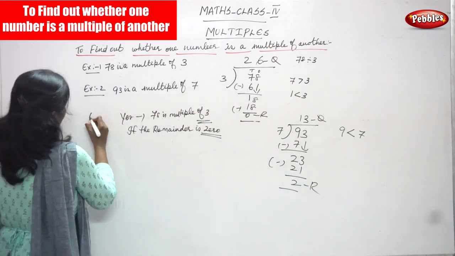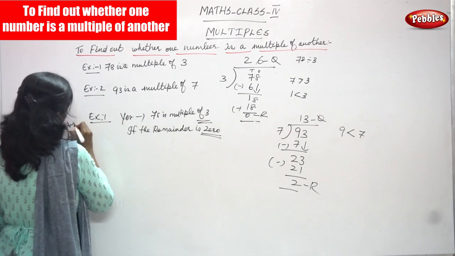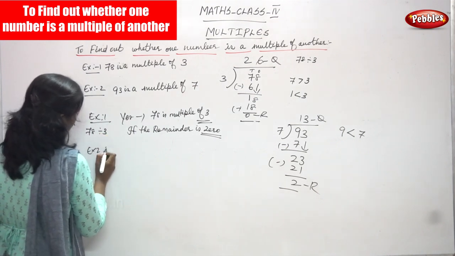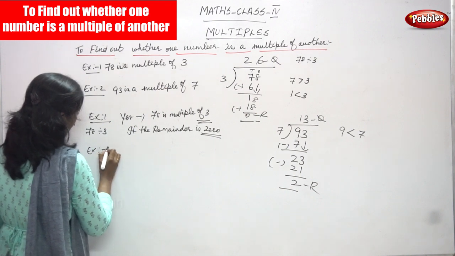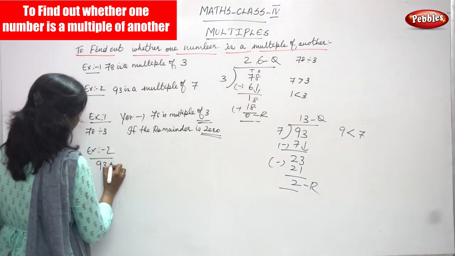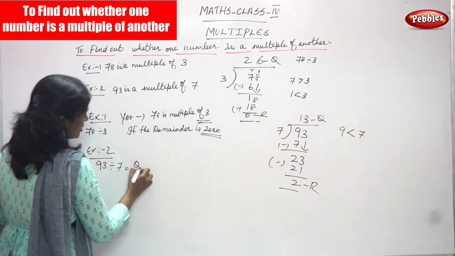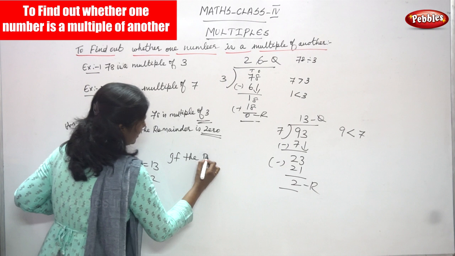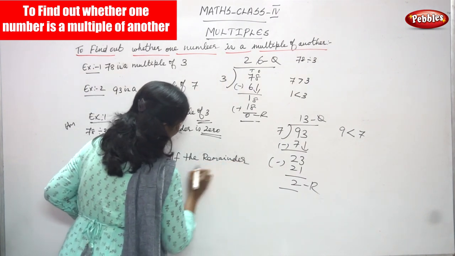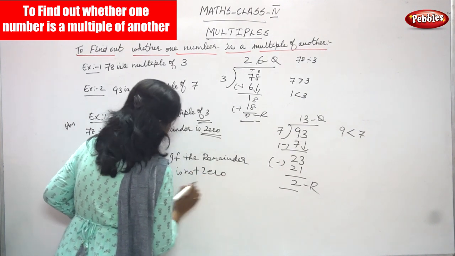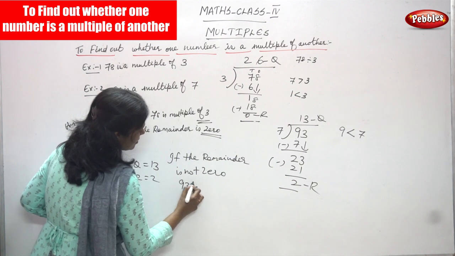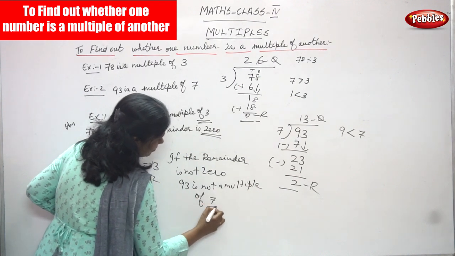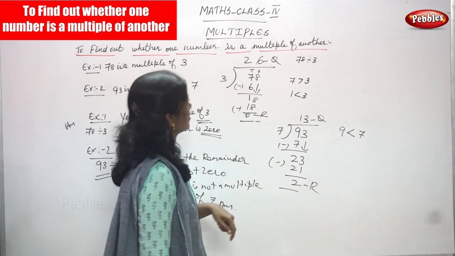In example 1, I wrote 78 divided by 3. In example 2, the number is 93 divided by 7. Here the quotient is 13 and the remainder is 2. If the remainder is not 0, the given number, 93, is not a multiple of 7. This is the answer for this question. I think you understand.